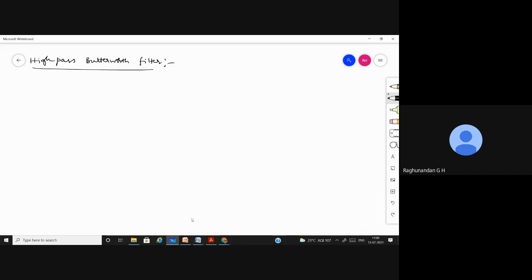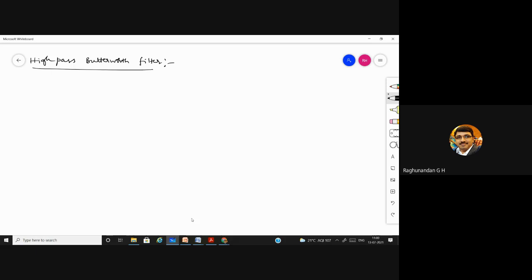So here in the high pass filter, it is going to pass the higher frequency ranges, and it is going to attenuate the lower frequency ranges. That is, low frequencies will be attenuated and high frequencies will be passed through it. So it is exactly opposite to that of the low pass filter. Since it's exactly opposite, this is obtained by just interchanging the position of the capacitor and the resistor.